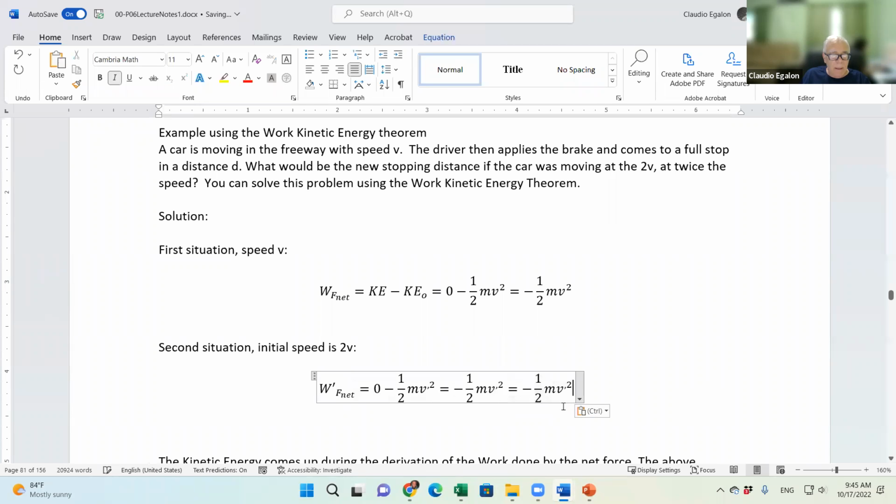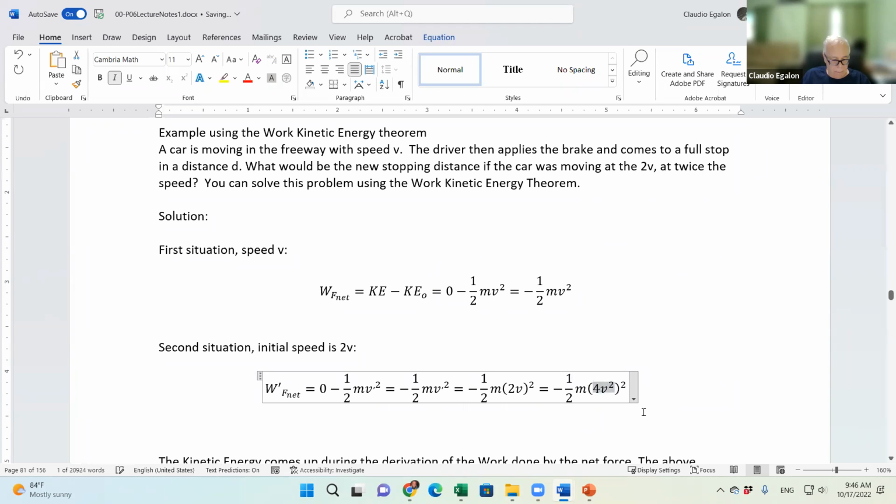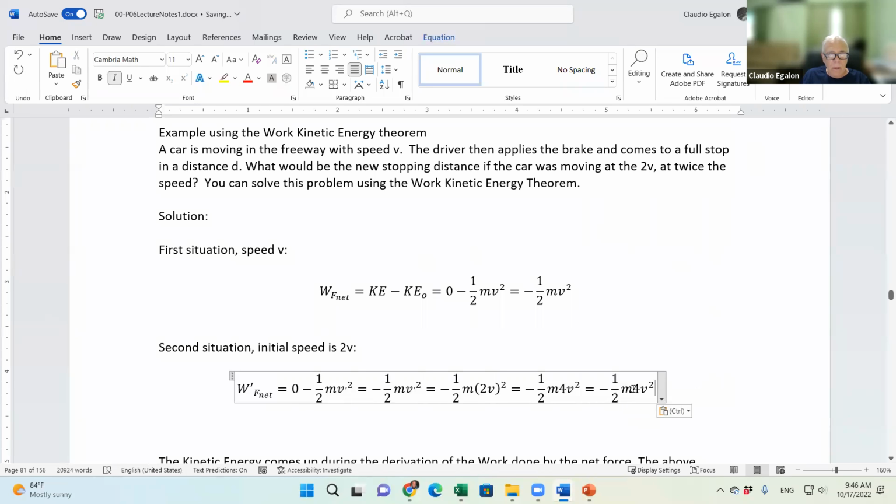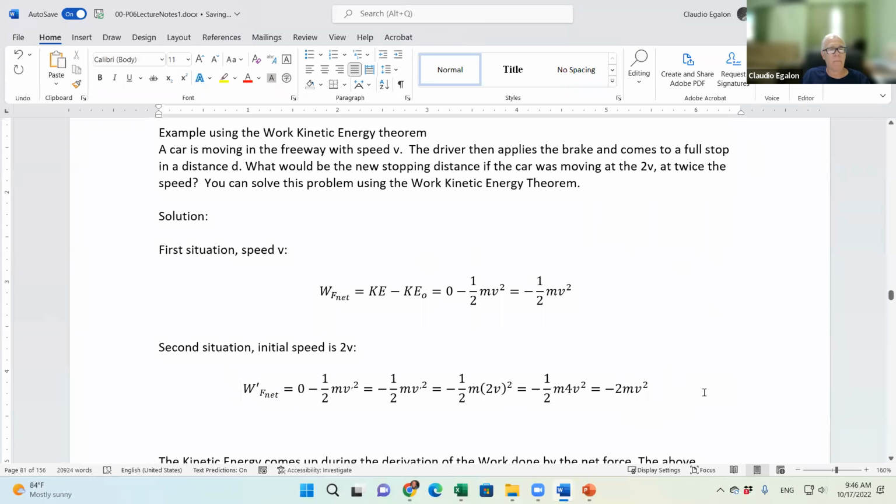What is going to happen? You know, v prime is going to be equal to what? V prime is going to be equal to 2v. Do you agree with that? Okay. So when we square the 2v, we get something interesting. We get 4 times v squared. And 4 times v squared times m divided by 2 is going to be 2mv squared. Okay?